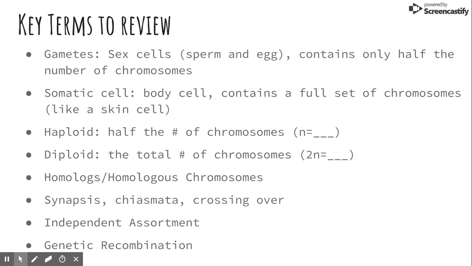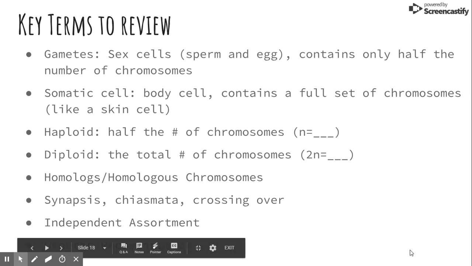We, of course, have homologous chromosomes, synapses, chiasmata, crossing over, the law of independent assortment, and genetic recombination. Those are all things you should be familiar with as well.